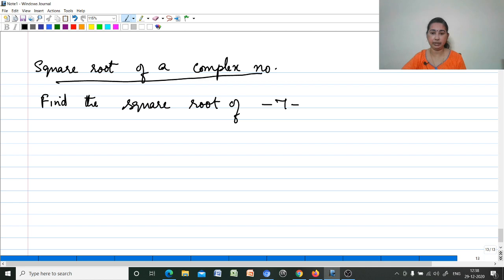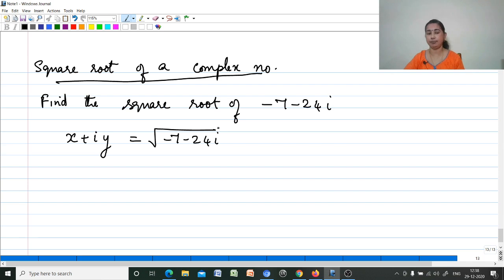Find the square root of minus 7 minus 24i. In order to find the square root, we can equate this as x plus iy. Let x plus iy be the square root of minus 7 minus 24i. If I square both sides, the square root will get cancelled. That means (x plus iy) whole square is equal to minus 7 minus 24i.